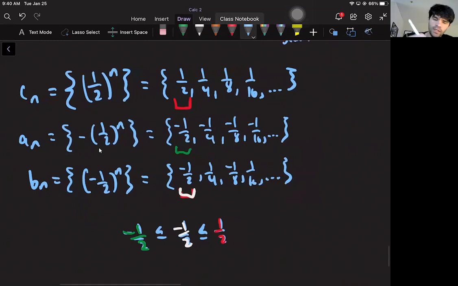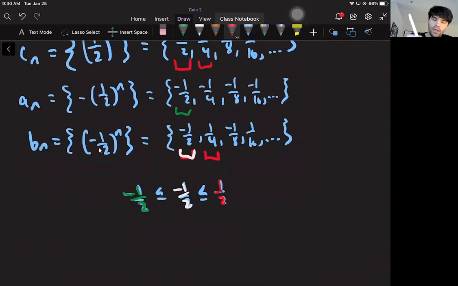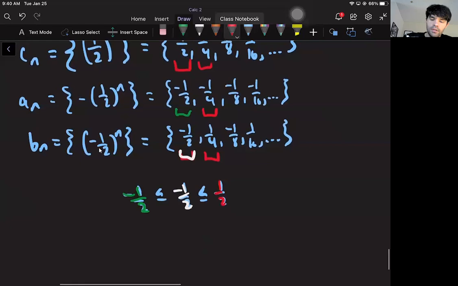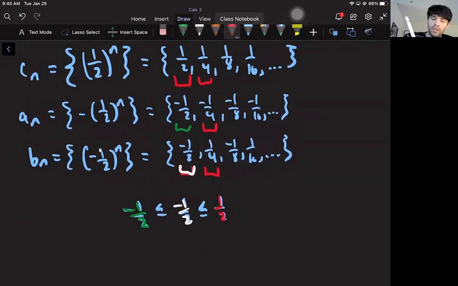And then the next one, I think it's still true. It's always true. Let's see. So 1/4, is that bigger or equal to 1/4? Yes, it is. And is that bigger than or equal to negative 1/4? Yes, it is. And what about the next one? Is 1/8 bigger than or equal to negative 1/8? Yeah. And is that bigger than or equal to negative 1/8? Yeah, because they're the same.